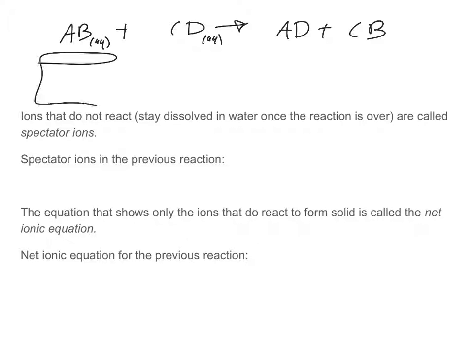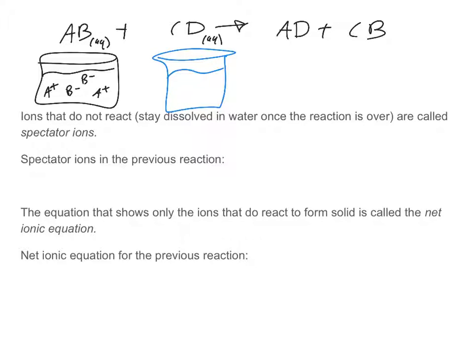What you should picture is in my solution, I have A ion and B ion floating around, okay? And in another container, I have C ion and D ion floating around, okay? But when I mix them together, there's a couple of things that can happen. One of those things could be a solid, one could be a gas, one could make a liquid, or they could be nothing at all.